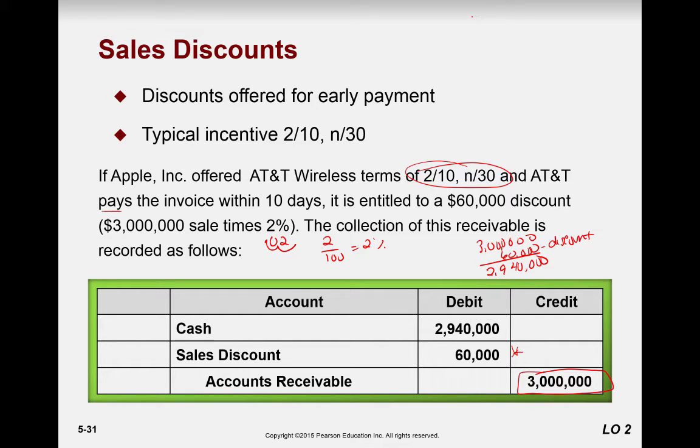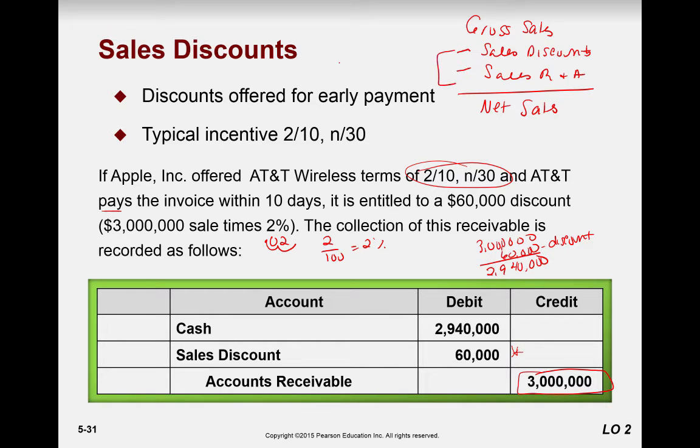Now is a good time to talk about sales discounts. We have gross sales less sales discounts, and you should have this in Excel, minus your sales returns and allowances, equals your net sales. Also note that sales discounts and returns and allowances are contra revenue accounts. If revenues have a credit balance, as contra revenue, these have a debit balance, as we see here.